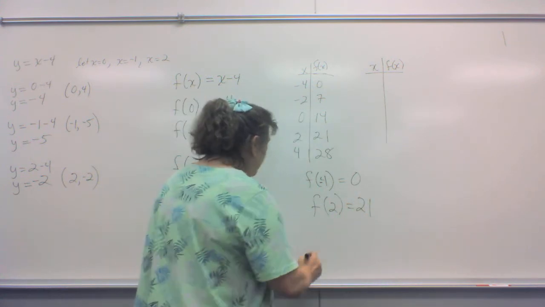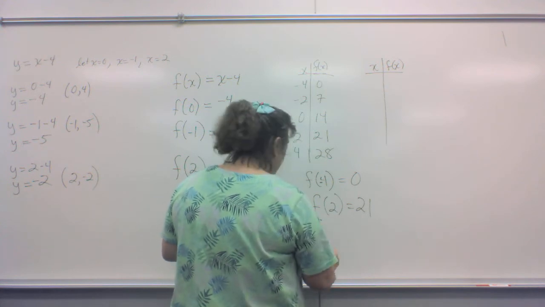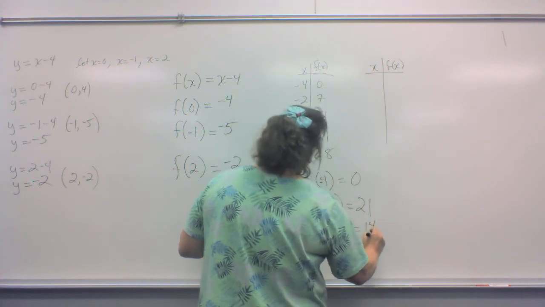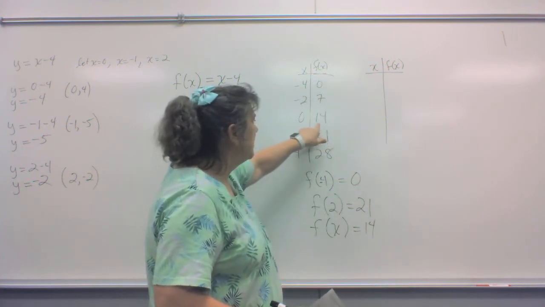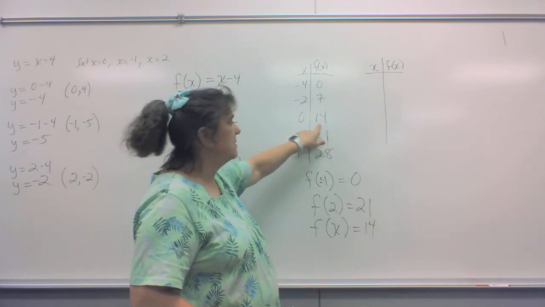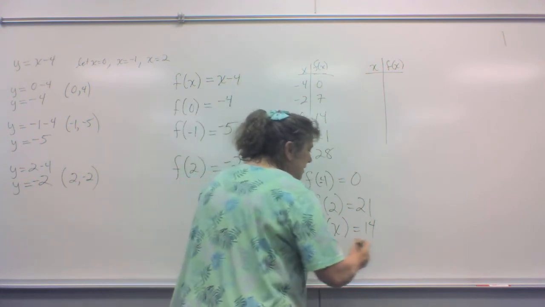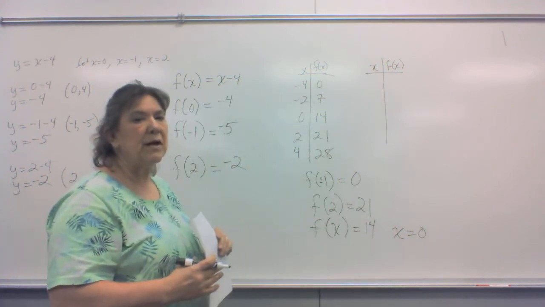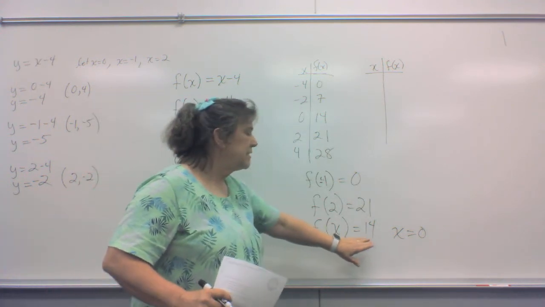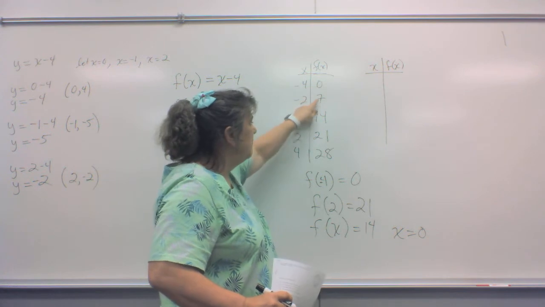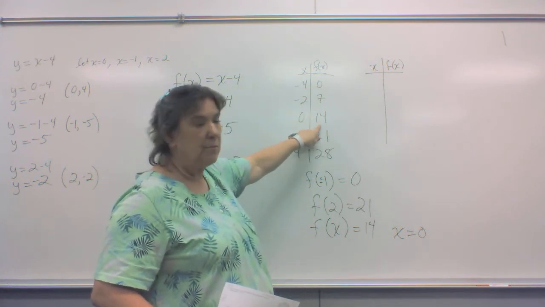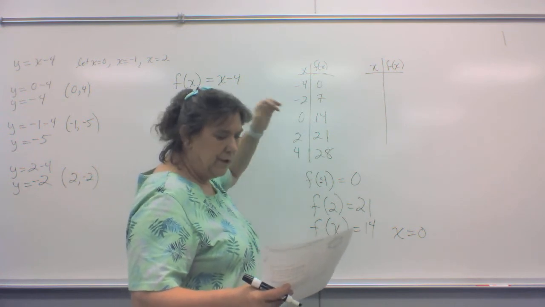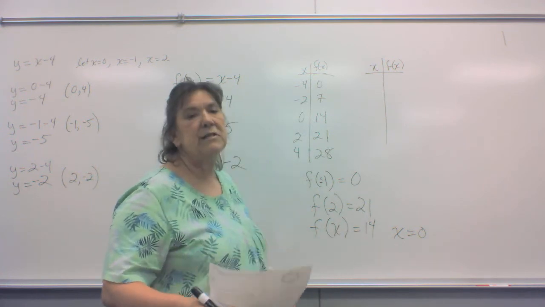And then what if they say f of x equals 14? So what is my x? My x is 0. So in this case, x equals 0. So you can go either direction. If they give you f of x equals a number, you look in the f of x column until you find that number. Then you go back and find what the x was that gave that number. And they do several of these problems.